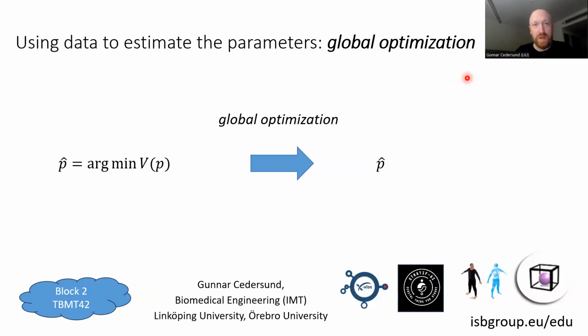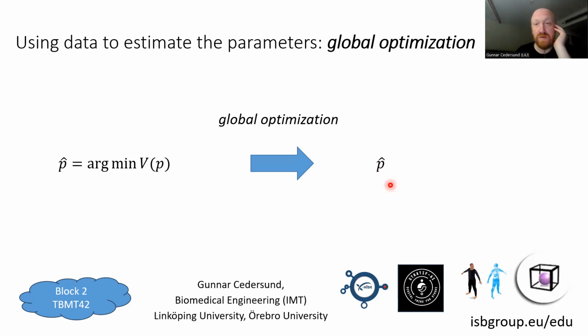Hi everybody, and welcome to a new video in the video series on systems biology, digital twins and AI. So we are still in block 2, and in the previous video we looked at local optimization approaches to solve this problem of finding the parameters that minimizes the cost function. And now consequently in this video we'll look at global optimization algorithms.